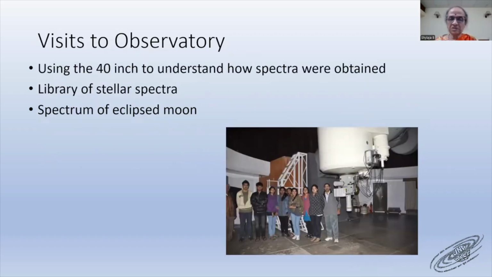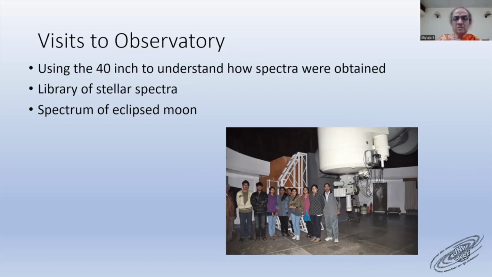So this is the observatory, which is very close to Bangalore, operated by the Indian Institute of Astrophysics. This is the 40-inch with the spectrograph attached here. And so these are the students who spent the night. So we go in batches of 6 to 7 of them.